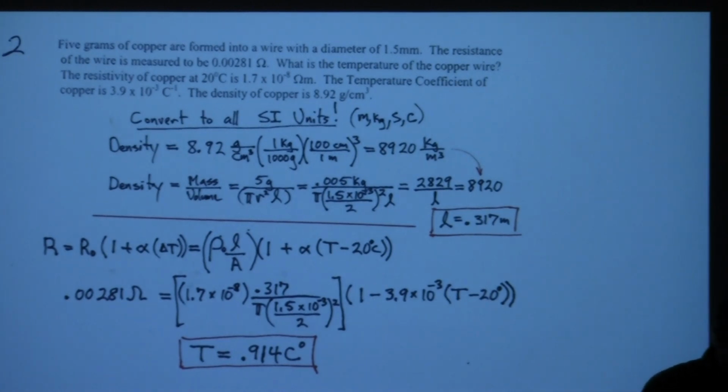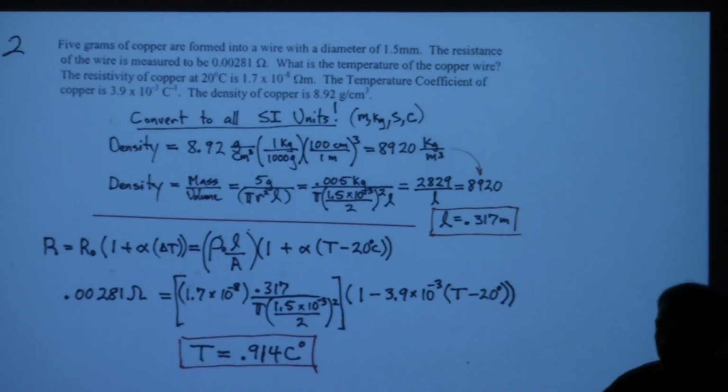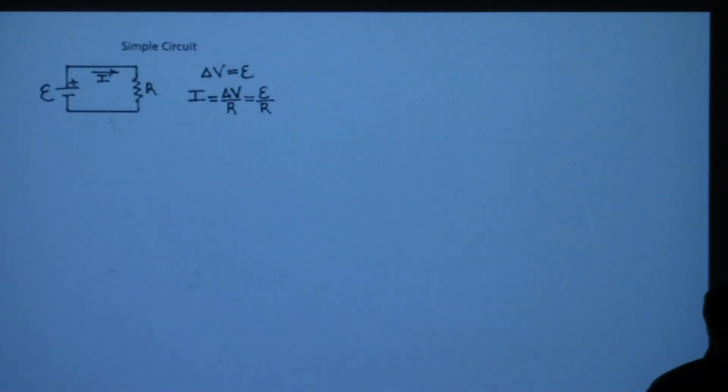Okay, so just a little bit of bookkeeping and testing to see if you know those terms, and hopefully you would be able to put this together pretty easily. Okay, let's start off with some basic simple circuits.